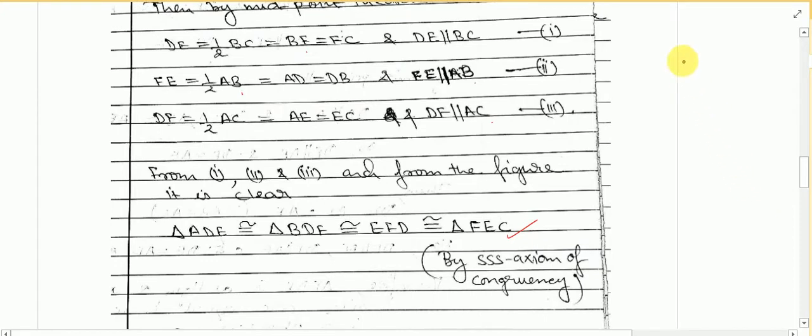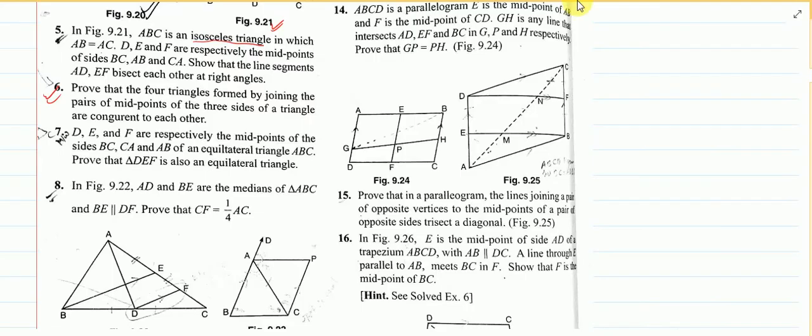So this question is over. Okay children, so now next question, question number 7. This will be your homework. Here it says D, E and F are respectively the midpoints of sides BC, CA and AB of an equilateral triangle ABC. Prove that triangle DEF is also an equilateral triangle.